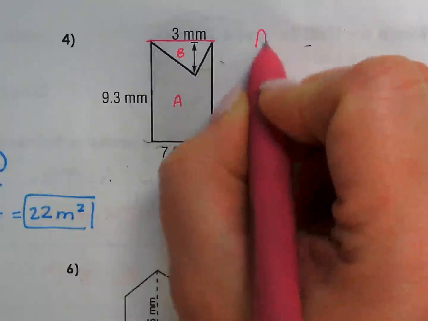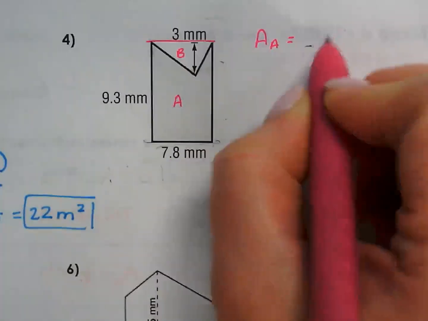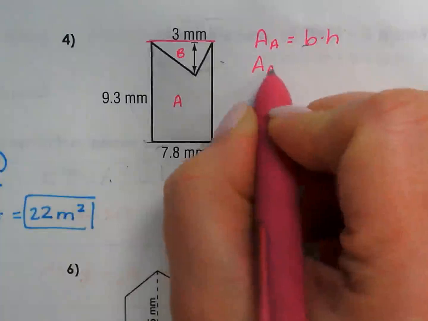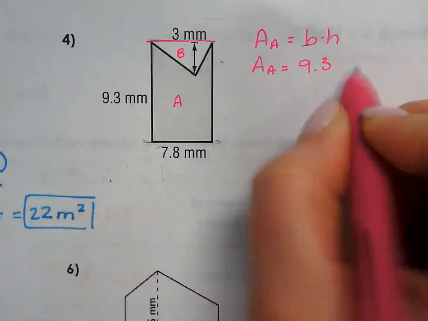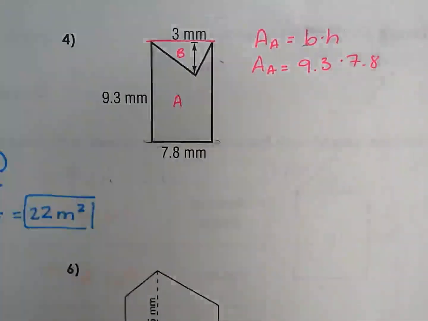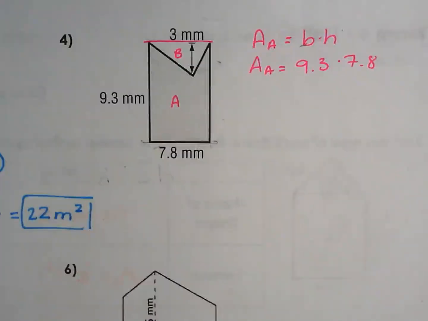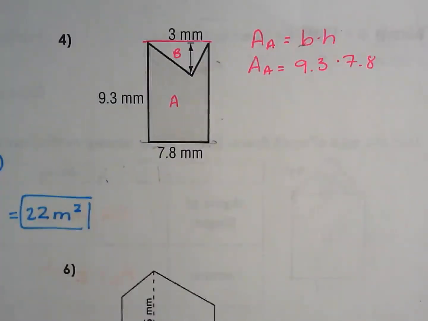So the area of A will equal, again, base times height because it's a rectangle, 9.3 times 7.8. And remember, I've told you guys, you are allowed to have calculators. You cannot use phones because there's too many options for you to be looking things up that I don't want you to know. But you can use a calculator, even as simple as a dollar store calculator. It doesn't have to be anything fancy.